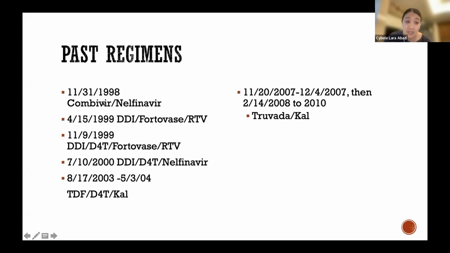So Combivir is actually AZT, or zidovudine, and lamivudine. Nelfinavir is a very old protease inhibitor. DDI is didanosine, which is a very old NRTI. So he's been through these different regimens. His last 2 regimens are actually PI based. So this is tenofovir, this is stavudine, this is lopinavir ritonavir. And his last regimen before he finally quit taking his meds was Truvada, which is tenofovir and emtricitabine, very similar to our tenofovir lamivudine, and Kaletra, which is lopinavir ritonavir. So he's primarily been on a PI-based regimen.